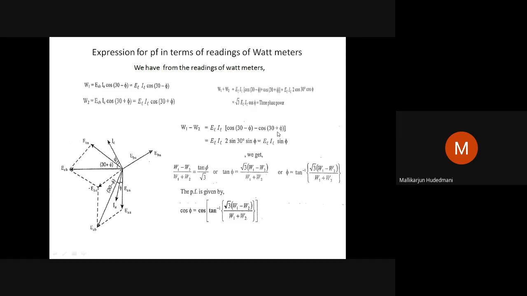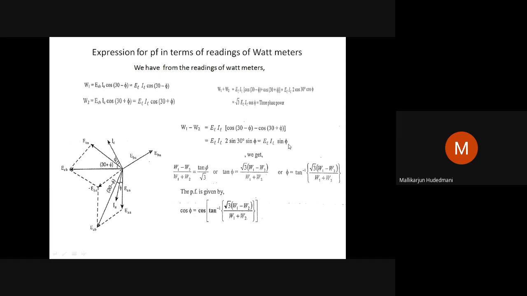Similarly, W1 minus W2 results in cancellation of cosine terms, and 2 times sin 30 sin phi remains. It is cos A cos B plus sin A sin B, and cos A cos B minus sin A sin B. So here cosine terms get cancelled, and the sine terms get added up twice: 2 times sin 30 sin phi. You all know sin 30 is 1 by 2, so the 2 and 2 get cancelled. What remains is EL IL sin phi. So the addition of the wattmeter readings gives you root 3 EL IL cos phi, and the difference of the readings gives you EL IL sin phi.